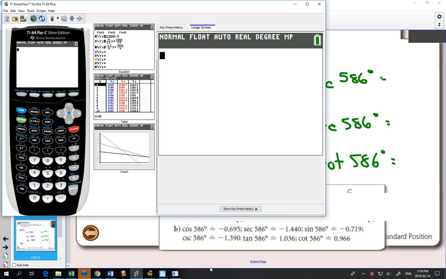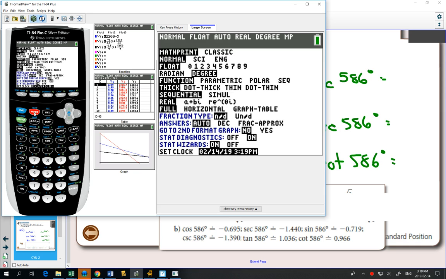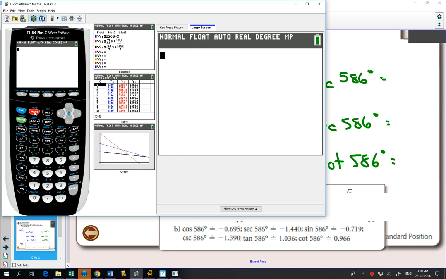Now for sine, cos, and tan, I'm going to hit my mode button just to make sure that I'm in degrees. I know it says degrees up here as well, so I'm in degrees. And then if I want to find sine of 586 degrees, I can just write sine of 586 and I get the answer. Now to find cosecant, the definition of cosecant is that cosecant is 1 divided by sine.